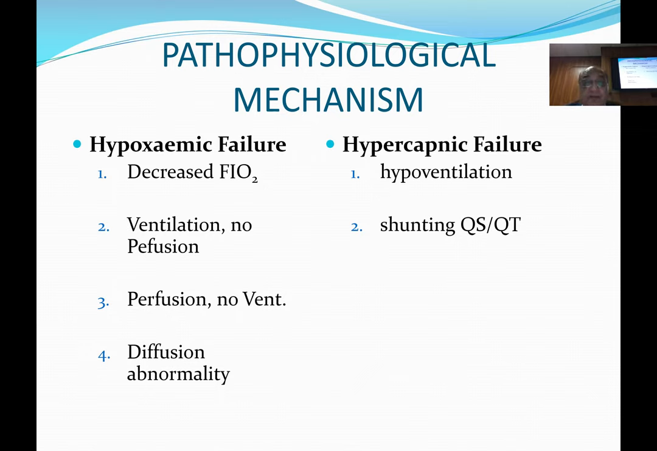And hypercapnic failure is if the patient is hypoventilating, the respiratory rate is very low, or there is a shunting effect. There is more blood coming than the ventilation. So the blood is passing through the lung without coming in contact with the gases. So it's not taking up oxygen. It's not washing out the carbon dioxide. So this is the most important cause, QS over QT. It is the most common cause of hypercapnia.